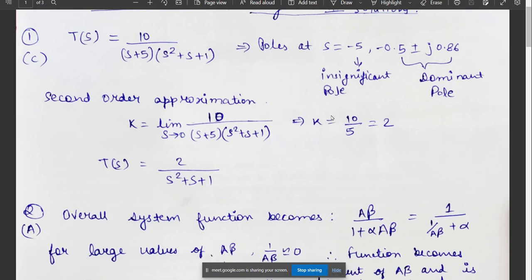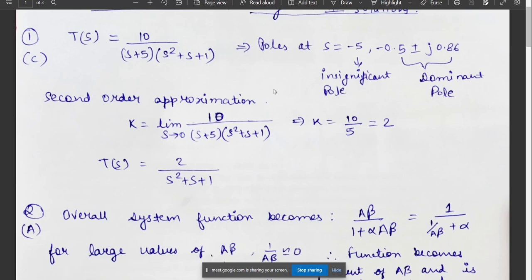Now here what we can see is -5 and -0.5. So the magnitude of -0.5 is less than that of -5 by more than 4 times, right? So this one is the dominant pole. This is the dominant pole for high frequency response. If we divide the magnitude of -5 by 4, we get some value which will be above 0.5. So this one will be the dominant pole.